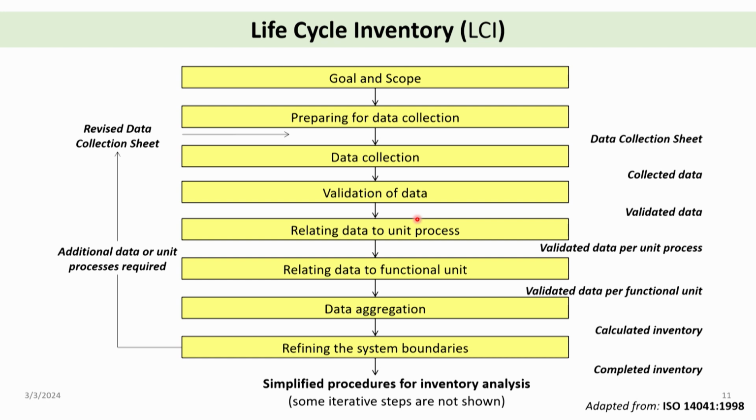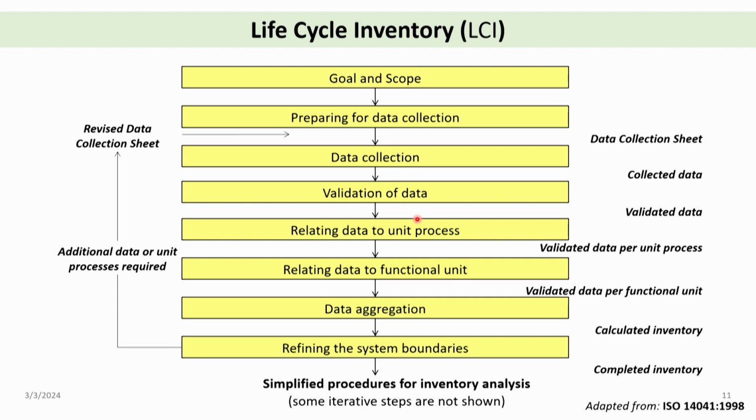Try to come up with how much is the carbon footprint of making, say, 1 kilometer of highway. 1 kilometer of 6-lane highway, what is the carbon footprint? Look at the different processes, how much is the contribution from the different processes of construction. So, that could be your goal and scope, and then based on that you prepare for data collection. You try to collect all the data based on the system boundary that we talked about.